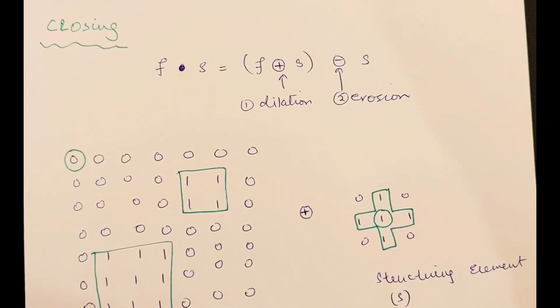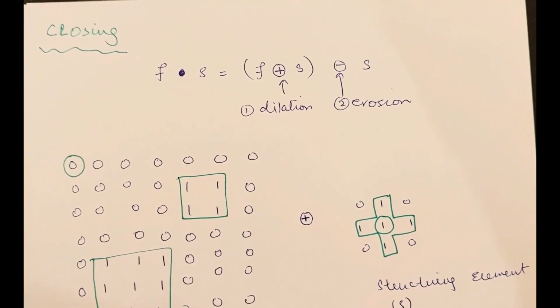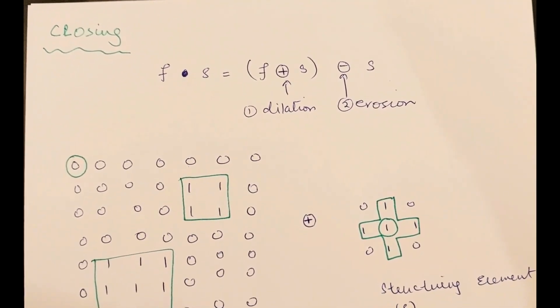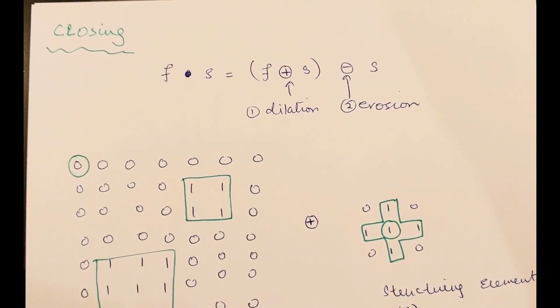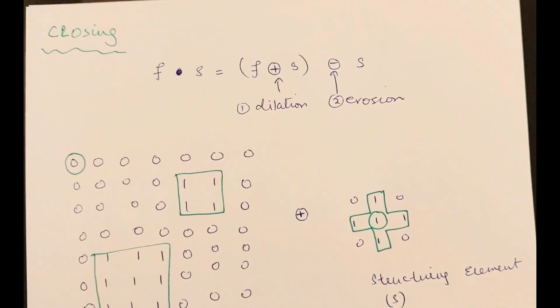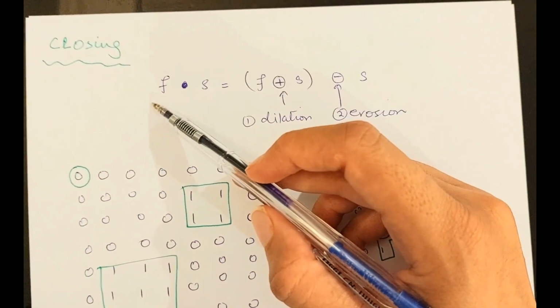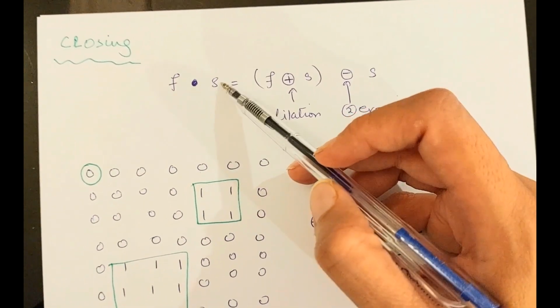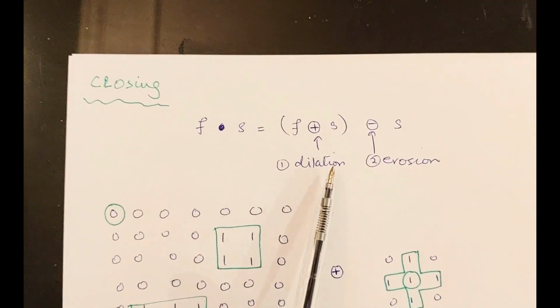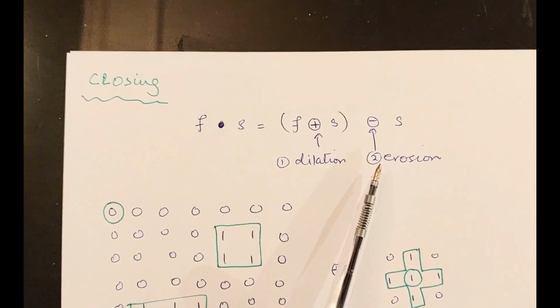Hello everyone. I taught closing and opening operations in my last video, and I explained that these are morphological operations. I also introduced this terminology and this equation of closing: whenever we have to write closing, we write F, this filled circle with S, where F is the image and S is a structuring element. First we perform dilation and then we perform erosion, right?